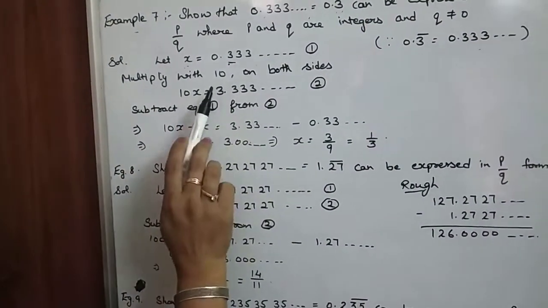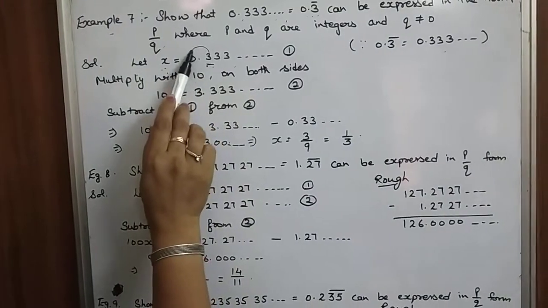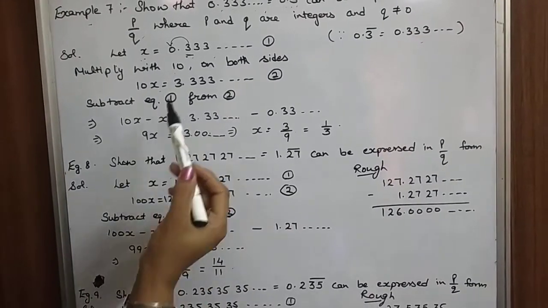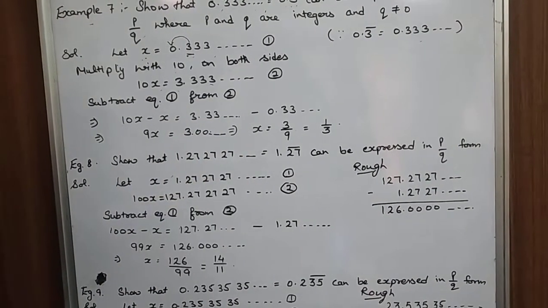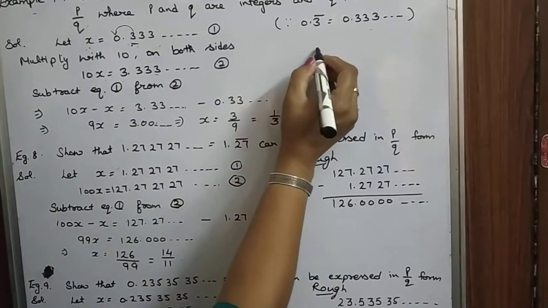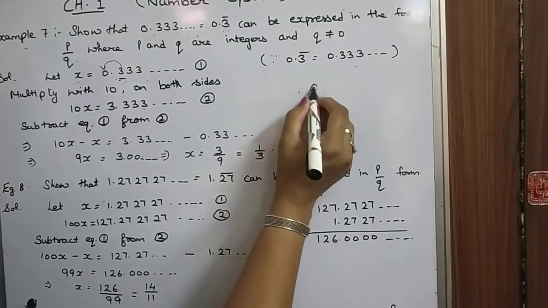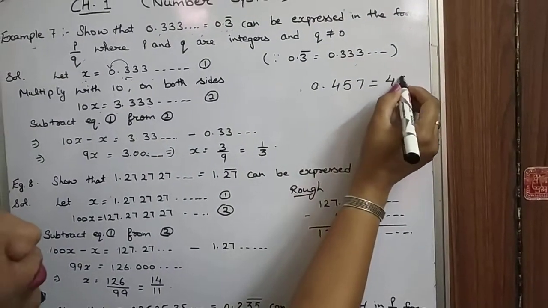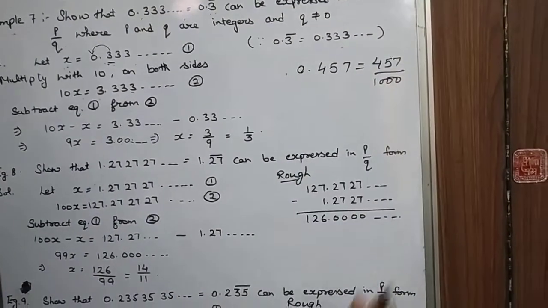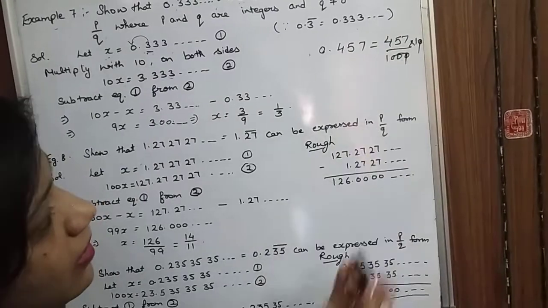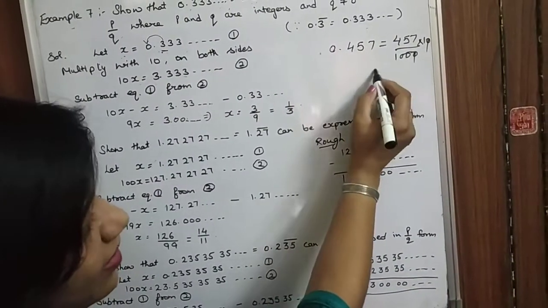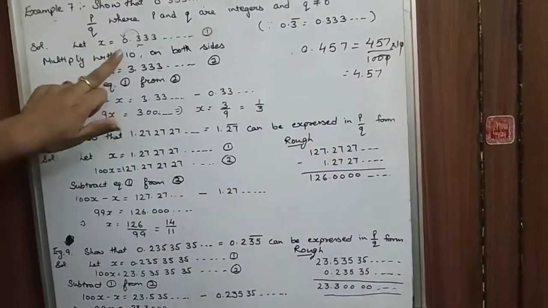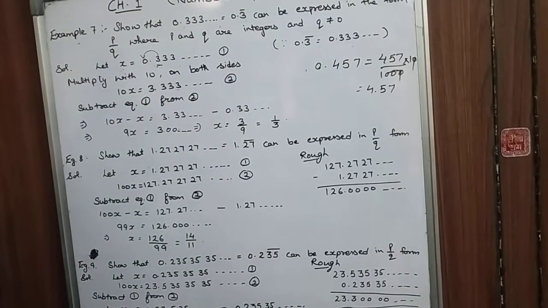And we know very well, from the junior classes, that if we multiply with 10, one digit will be shifted to the left side. So it will be 3.333. If you have not understood, I will make it clear. If you have the number 0.457, which is equal to 457 upon 1000, and I multiply it with 10, then one digit moves, and it turns into 4.57. The same thing I am doing here. If I multiply with 10, my one digit will be shifted to this side.